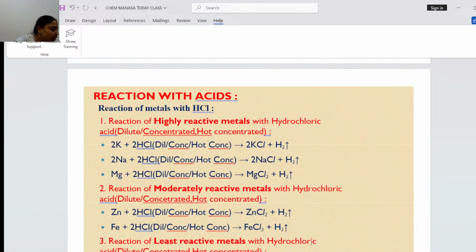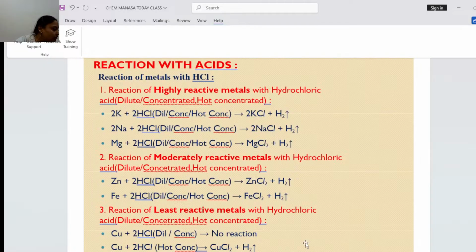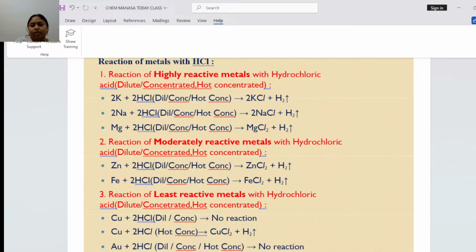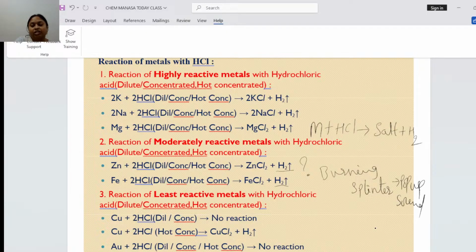Reaction with the acids. When it comes to the reaction with acids, if we take hydrochloric acid, commonly the compound formed will be the respective salt. So the generalized equation is metal plus HCl gives salt plus hydrogen gas. Okay, this is a common thing. Whatever the condition, we always get hydrogen gas. How can we identify that hydrogen gas is released? By using a burning splinter, which gives a pop sound. This is the identification test for hydrogen gas.